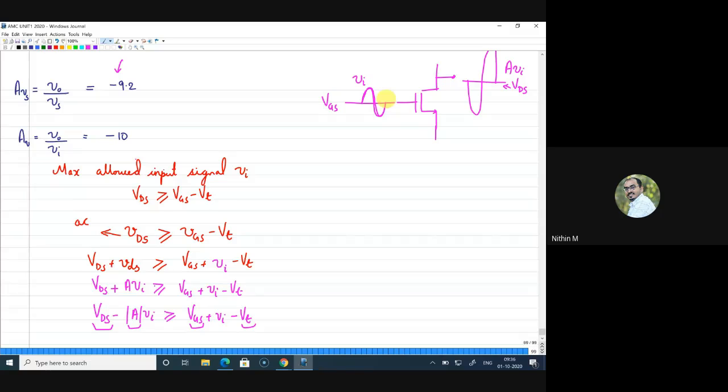So what can be the maximum input signal I can provide here such that the transistor will still remain in saturation? For that I have taken the condition for saturation, but I know that now I have a signal also. So instead of writing the condition just for DC, I have modified the condition for AC plus DC as this, and there I have split it as DC component and AC component, and I have replaced the AC component VDS with A times Vi, or it can be replaced as minus of mod A times Vi. Substitute VDS, VGS, VT and then get the value for Vi.